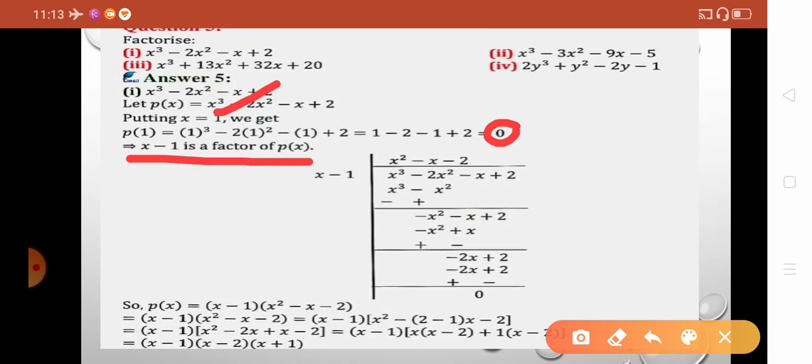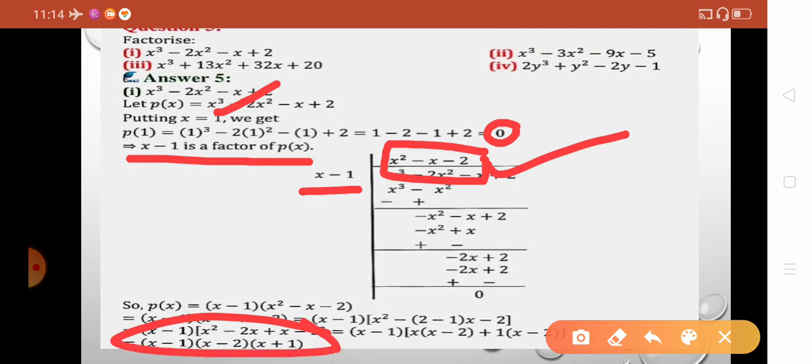Now the next step is you have to divide the given polynomial by x minus 1, or the factor that you get. From there you will get the quotient x square minus x minus 2. Now you have to factorize this using the splitting the middle term method, and you will get your answer like this.